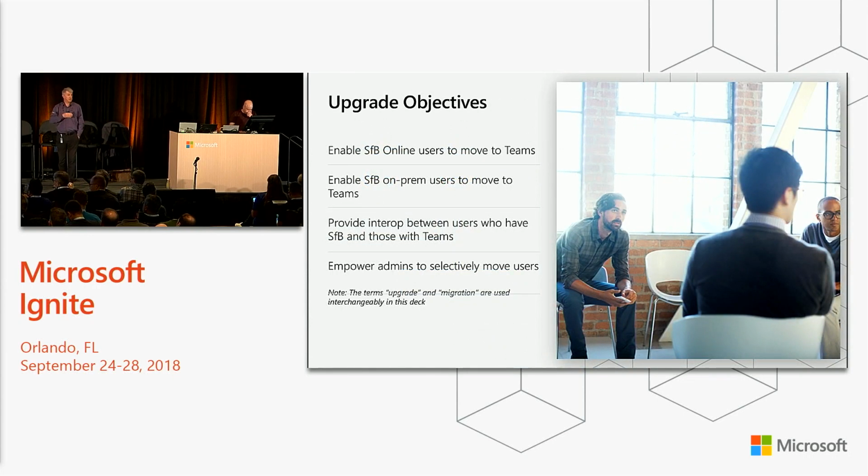Upgrade is a process that takes you from Skype to Teams. The objectives of that process for us, BJ and I, as we work on this, is to make sure that if you have Skype for Business Online users, they can move to Teams. If you have Skype for Business on-prem users, they can move to Teams. Hybrid users, they can move to Teams. That as they move, users who have not moved yet and users who have been upgraded can work together so that there is interoperability between them. Some amount of interoperability, I want to be careful about that. There is some amount of interoperability between them so they can work together.